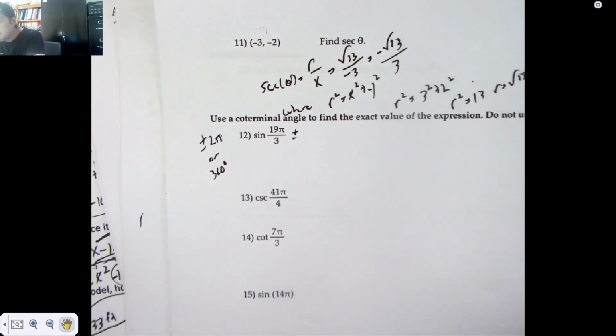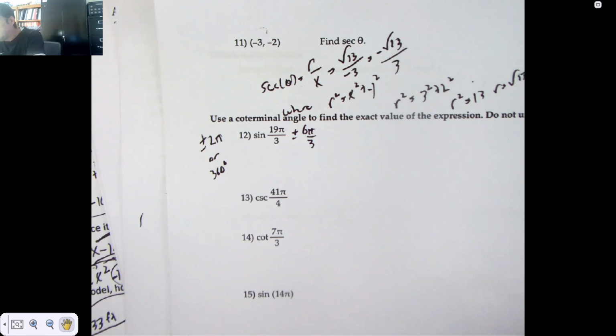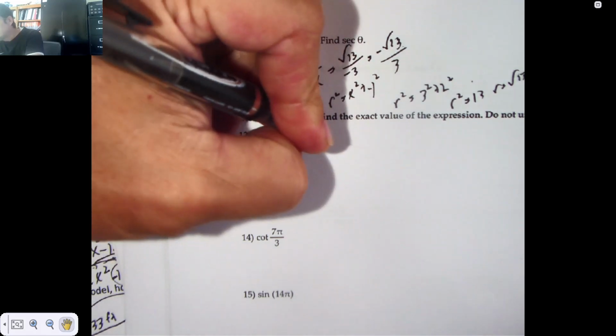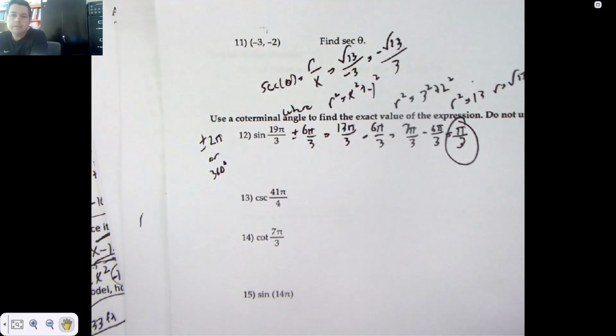So I'm going to add or subtract 2 pi, which is going to be 6 pi over 3. Now, if I take that away, I'd have 13 pi over 3. So I'm going to take away another 6 pi over 3. 13 minus 6 is what, 7? 7 pi over 3. I'm going to take away another 6 pi over 3, which is going to give me pi over 3. That's the angle I want to work with.